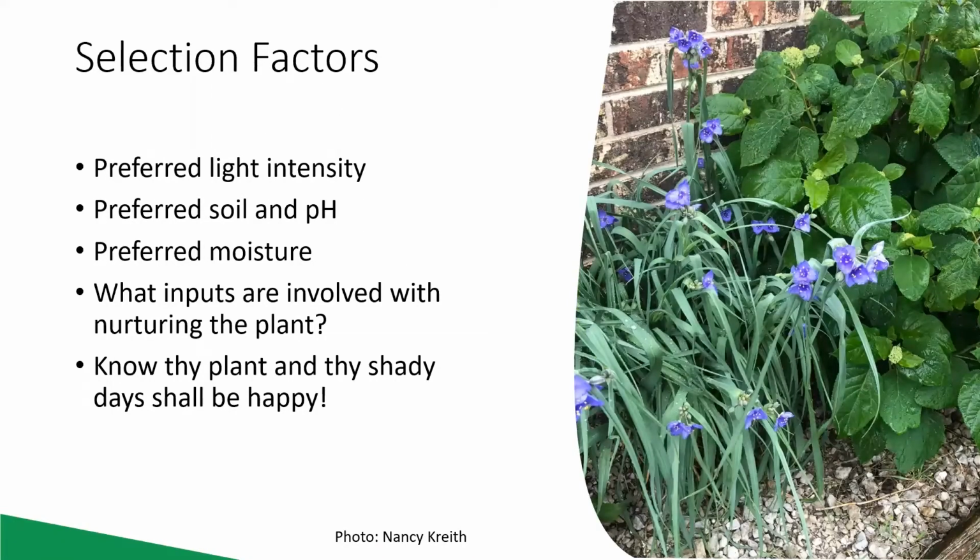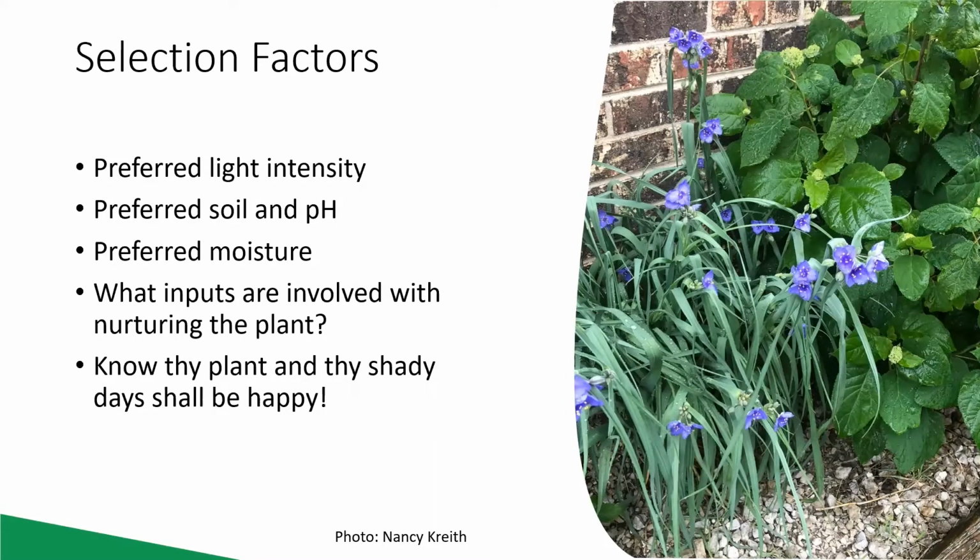There are some selection factors to look at. Plants have preferred cultural requirements. This could be light intensity, soil conditions, moisture requirements, and the amount of shade that the plant will do best in. So we find that most plants prefer a loose, highly organic soil with good drainage.